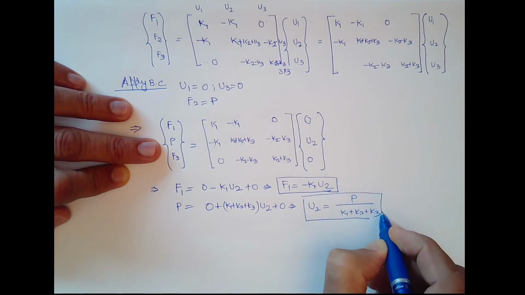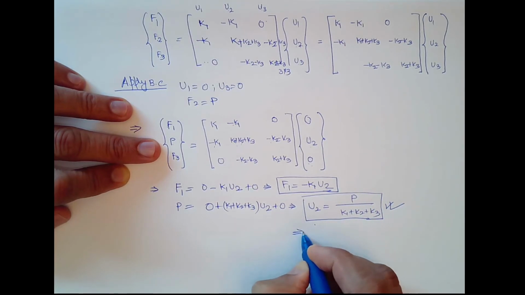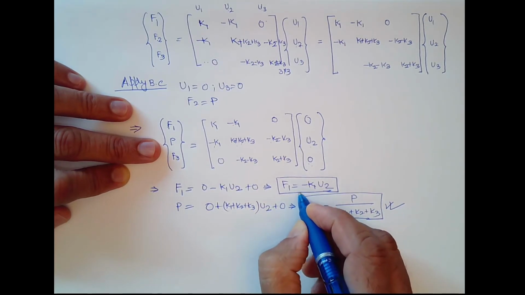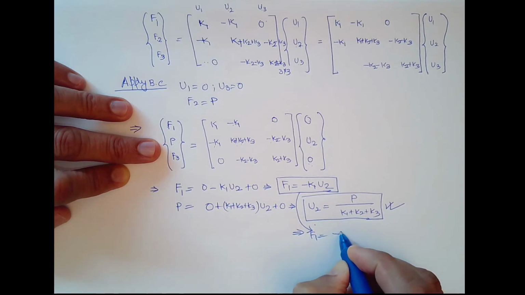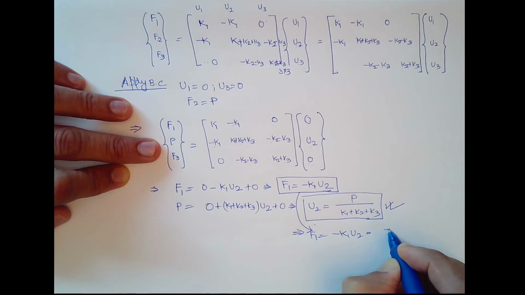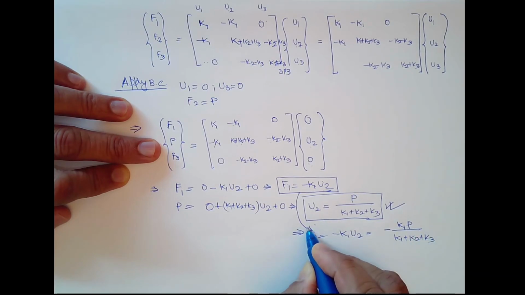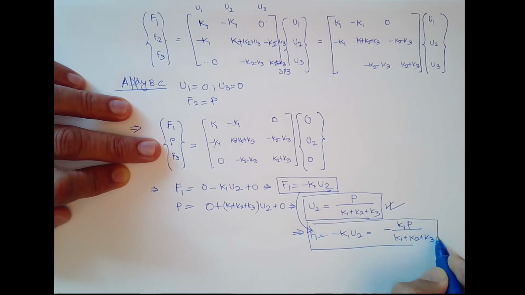So U2 is now known. U2 is now known means this implies F1 equal to, from here, F1 equal to minus K1 times U2, thereby minus K1 P by K1 plus K2 plus K3. This reaction force F1 is known. So this is now known.